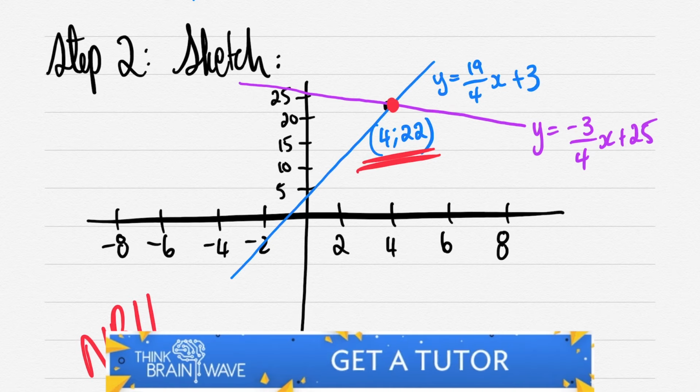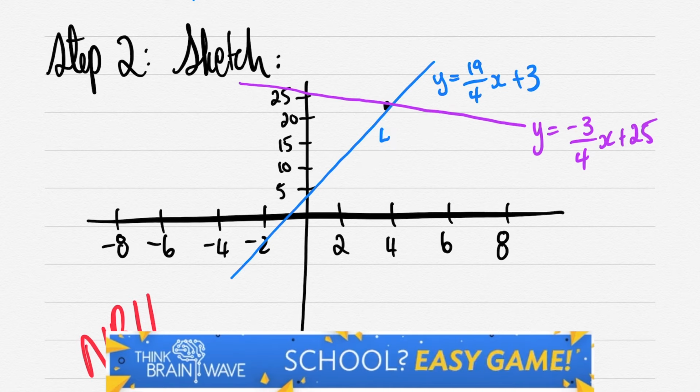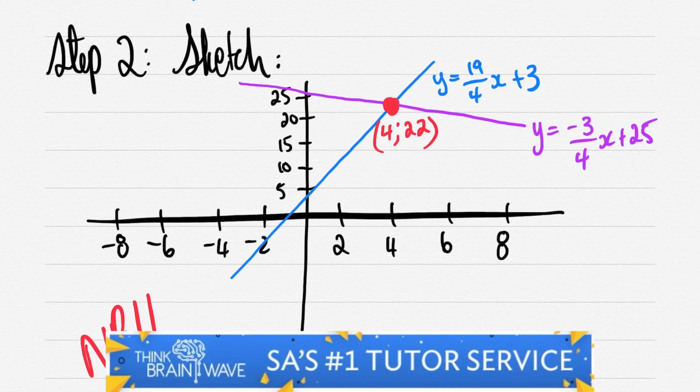So generally speaking, when we do our functions, we find that we've got a 4 and a 22. I'm just putting it in red so it's easy to see.